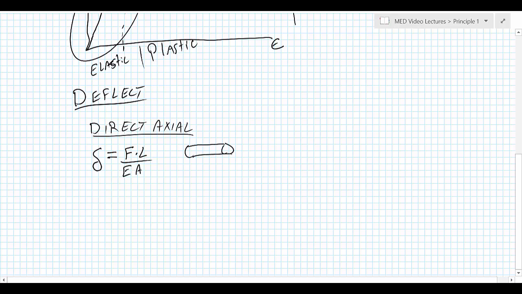And this is when we put some load F, equal and opposite, on both sides. It has some length L and some cross-sectional area A that the force acts against, and it's made of a material with a modulus of elasticity E. That's about the most simple view of deflection we can get. So I'd like to take a moment to think about what this equation actually looks like.